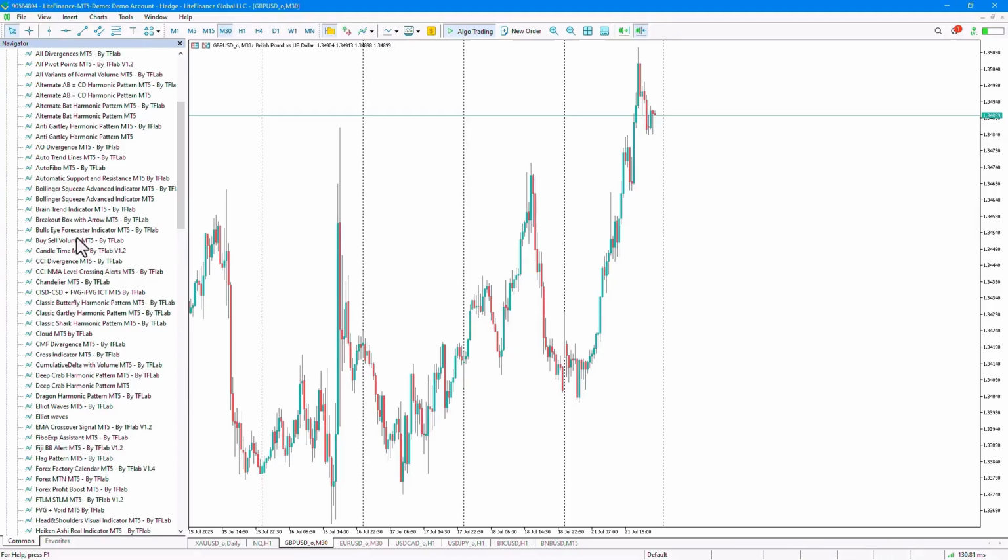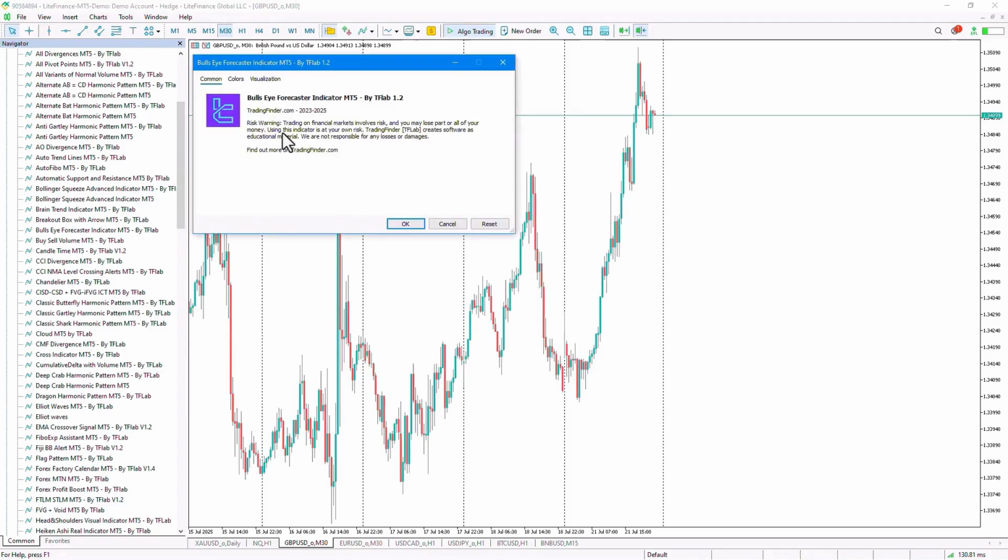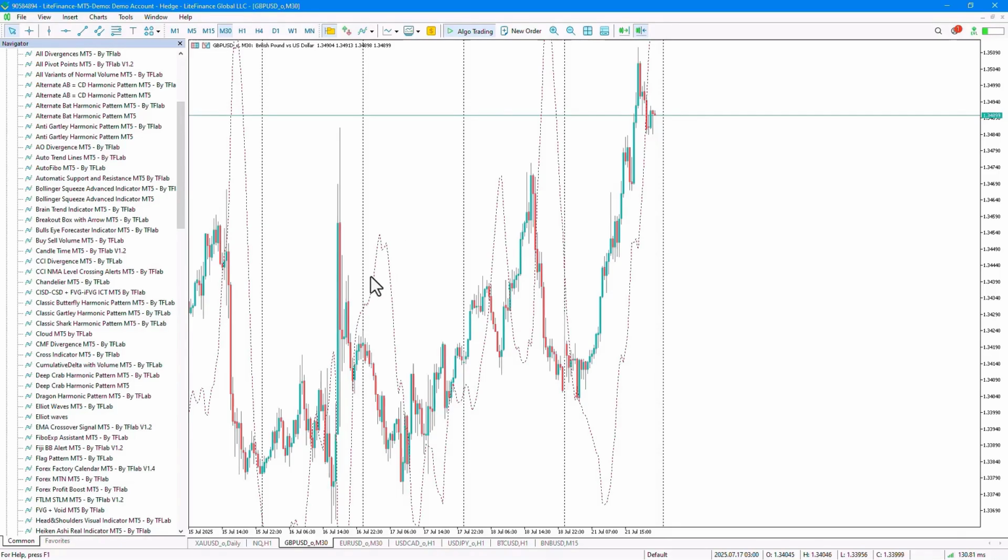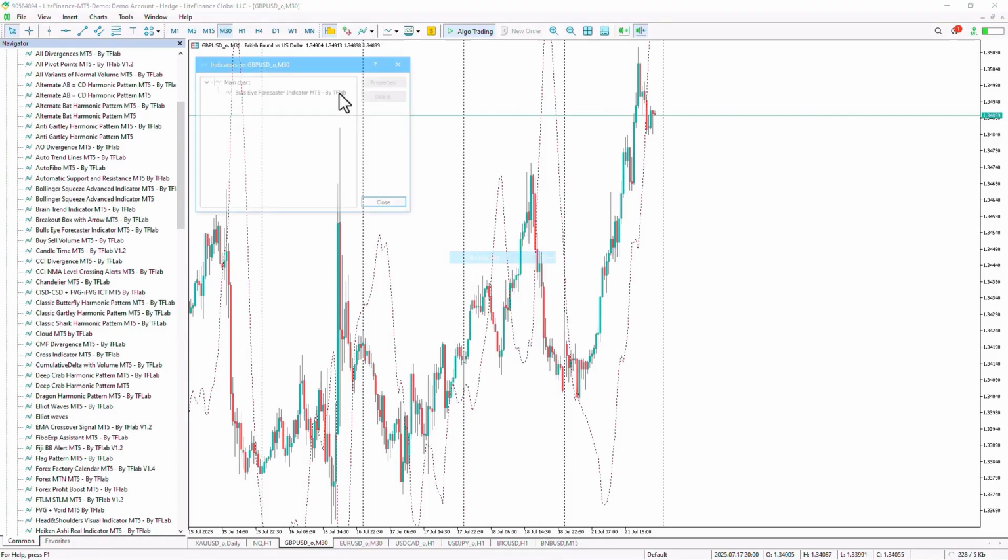From the Navigator section, select the indicator file and drag it onto the chart to run the indicator. Once the indicator is placed on the chart, it starts displaying bullish and bearish trends within the market. Traders can effectively utilize the Bullseye Forecaster Indicator to accurately identify prevailing price trends and subsequently enter advantageous buy or sell trades within the market, specifically based on clear trendline breakouts.